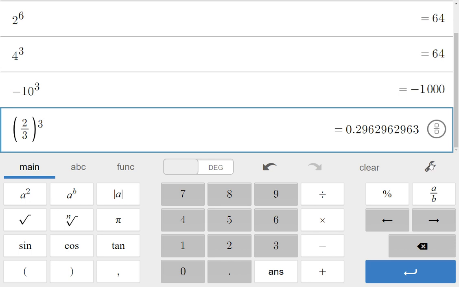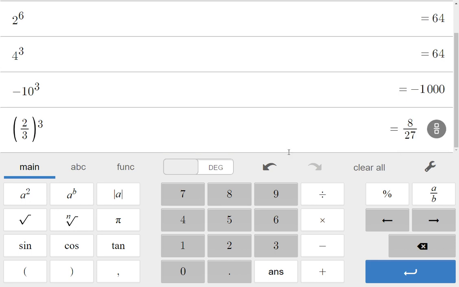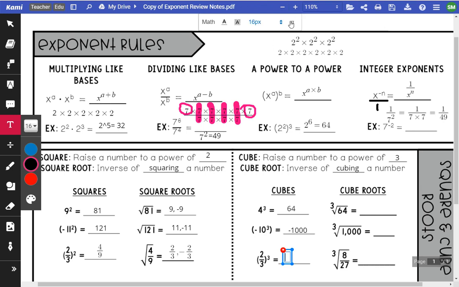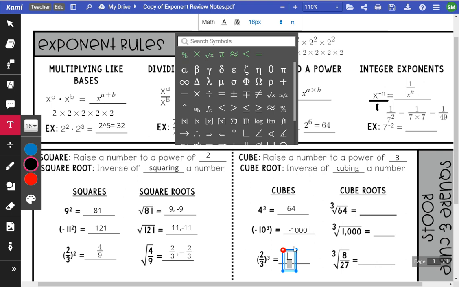It gives me this fraction, or this decimal value. Looks like 296 repeated, but I want a fraction. When it gave me a fraction, I want a fraction for an answer. That would be 8 over 27. So, fraction 8 over 27. Beautiful.